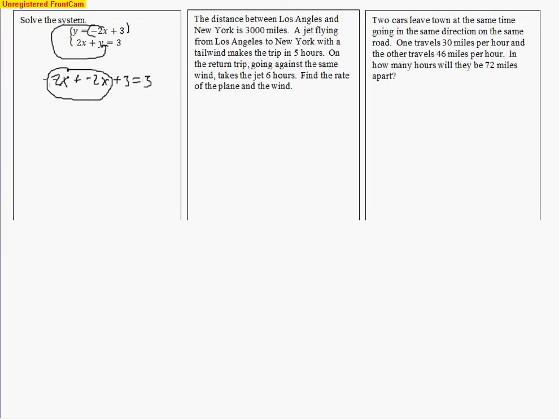But as I was saying, the 2x and the negative 2x cancel each other out, and we're left with 3 equals 3. And this is an identity. But that's not the answer I'm looking for. That's what it is. It is when you have two numbers equal each other. So what their answer is, though, is this.